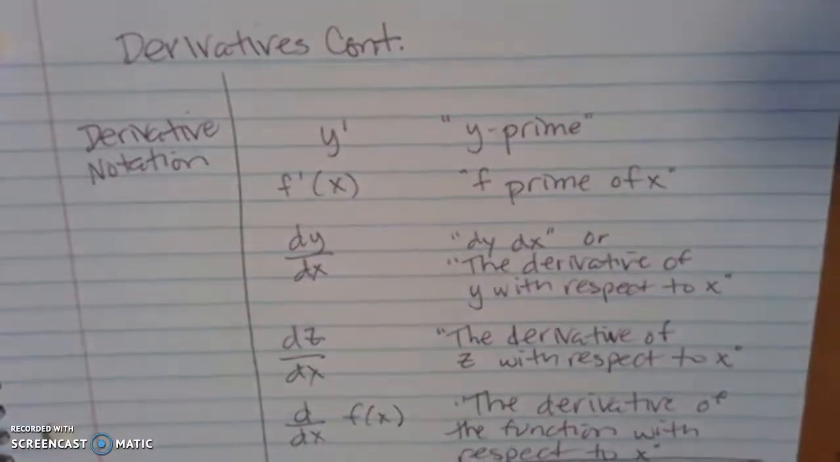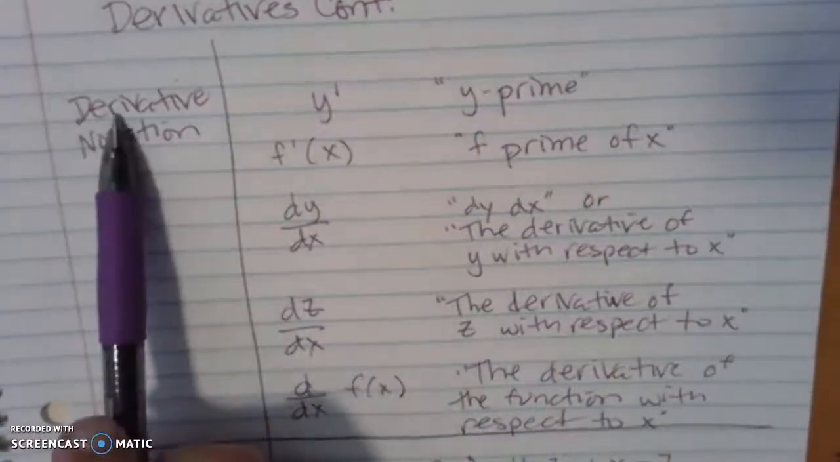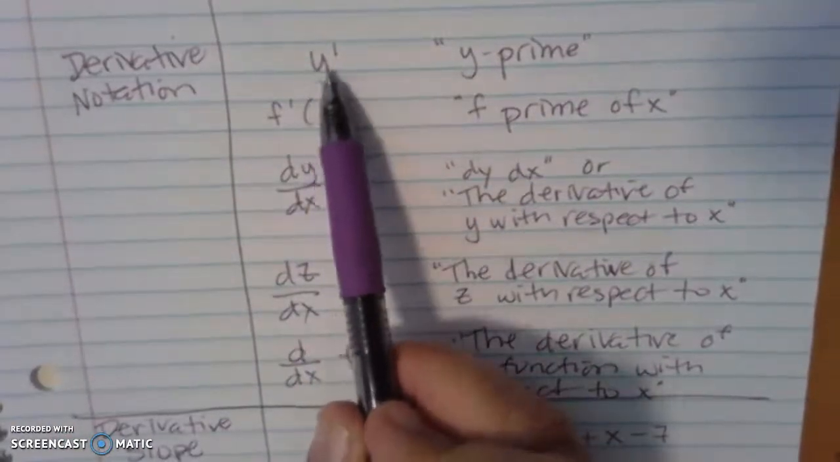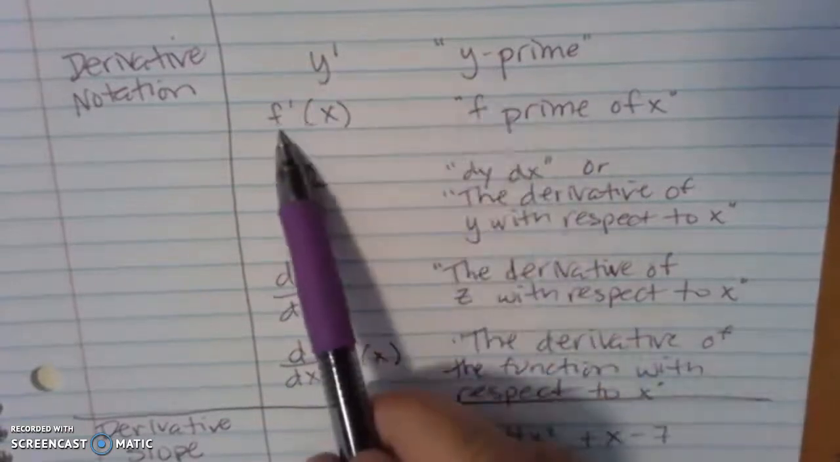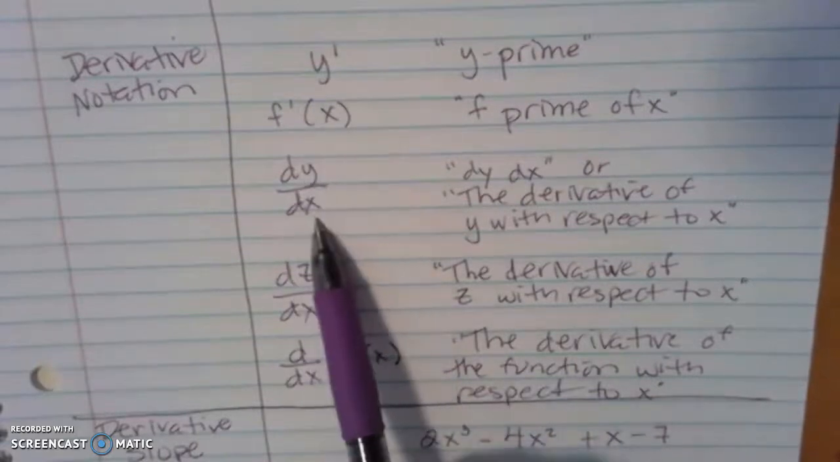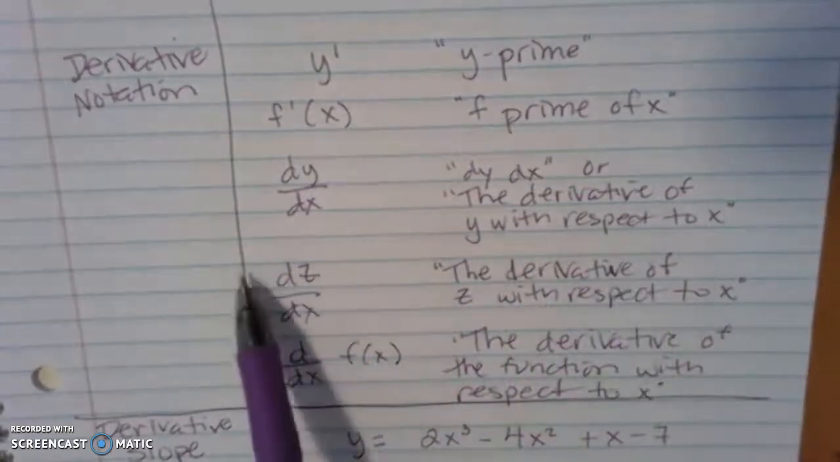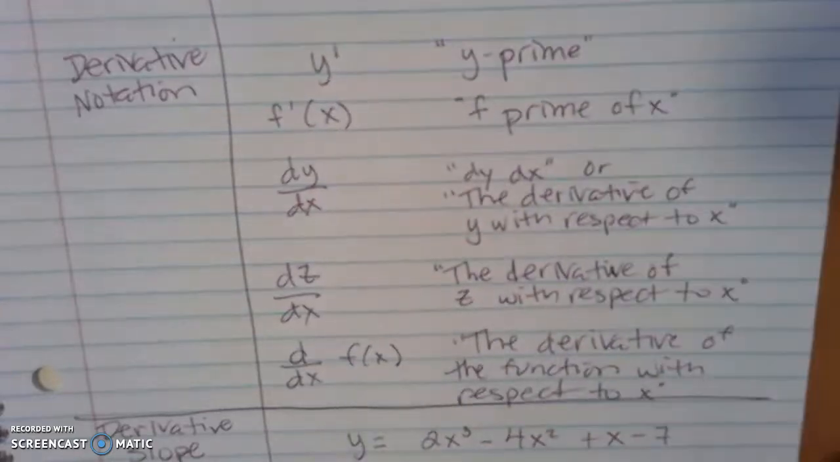I'm going to continue talking about derivatives. First, I'm going to review some brief derivative notation. This is y prime, and that's how you say it, y prime. This is called f prime of x. This is dy dx, but what it really means is the derivative of y with respect to x. So if I had dz dx, it would be the derivative of z with respect to x. Or if I had this term right here, the derivative of the function with respect to x.